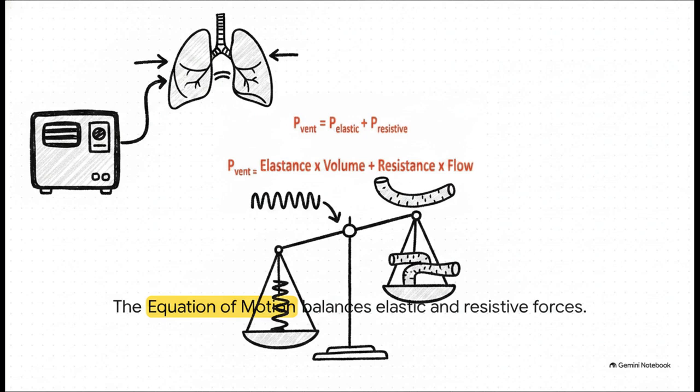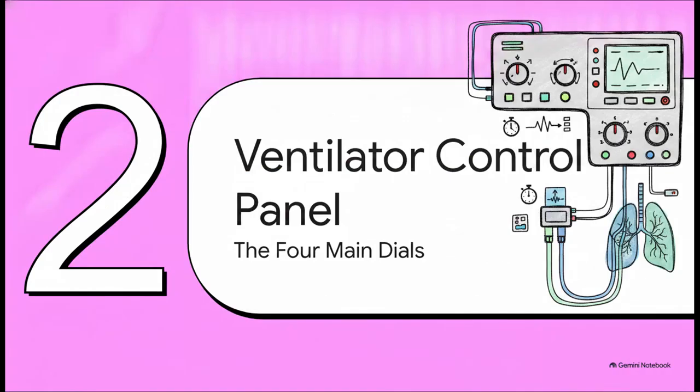In plain English, the ventilator just has to generate enough pressure to overcome 2 things: the stiffness of the lungs, that's the elastance, and the friction in the breathing tubes, that's the resistance. That's what it takes to deliver just one breath. Keep this equation in mind, and honestly, the rest of the machine's behavior makes perfect sense. Moving right along to Section 2, the ventilator control panel and our 4 main dials.